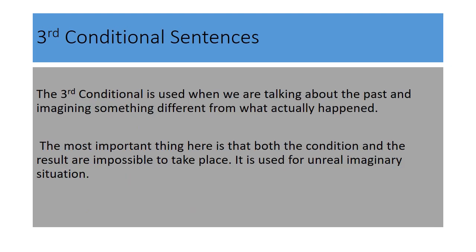Now, third conditional sentences. The third conditional sentence is used when we are talking about the past and imagining something different from what actually happened. The most important thing here is that both the condition and the result are impossible to take place. It is used for unreal imaginary situations.